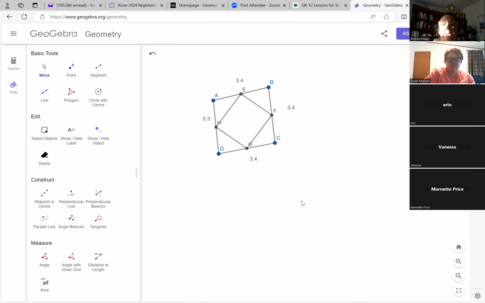Anybody else have thoughts on that? The first sizing looked like a rectangle, but now I agree with Susan, it looks like a square. A square or a rectangle? Well, a square is just a special rectangle, so the question is, is it a rectangle or is it a square?